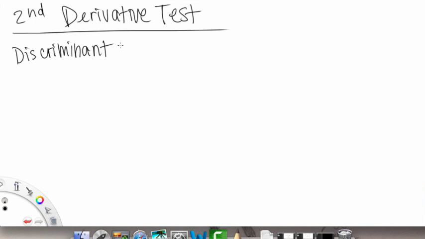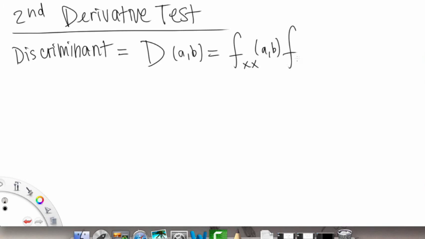Okay, so the discriminant is denoted as a capital D, evaluated at the point (a, b). That's going to be equal to f sub xx evaluated at (a, b), times f sub yy evaluated at (a, b), minus f sub xy evaluated at (a, b), and this last term is squared, okay?